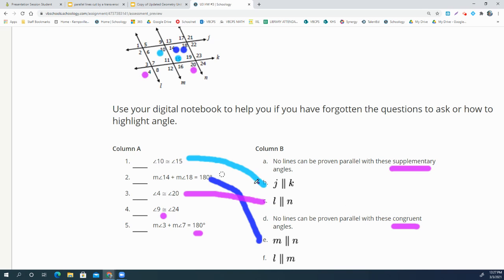I've got 10 and 15 are J and K, 14 and 18 are M and N, 4 and 20 are L and N, and then these guys are not going to work. So 9 and 24 are not connected by a transversal, but they are both acute. And then 3 and 7 are a linear pair. They're not going to work either, but they are in fact supplementary. So both of these statements are true. They just don't prove anything parallel.